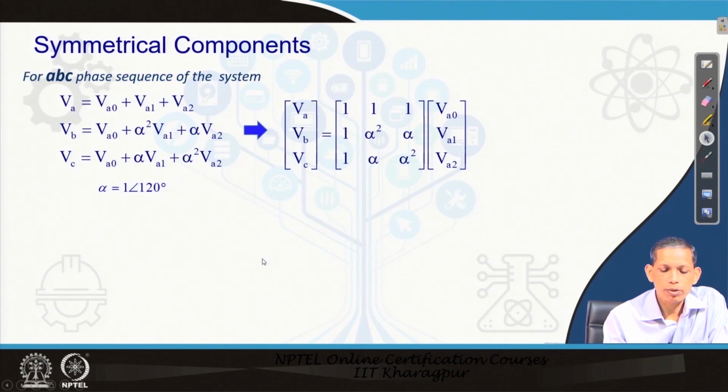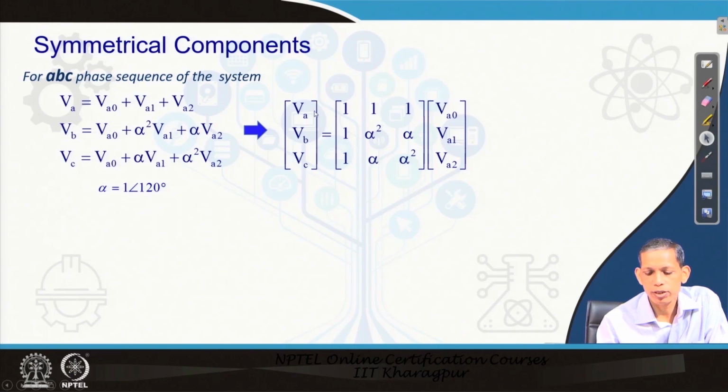Now, from the above discussion, we can write VA, VB, VC in terms of VA0, VA1 and VA2 only, and thereby put them into matrix form, where we have the matrix with rows 1 1 1, 1 alpha square alpha, and 1 alpha alpha square, multiplied by VA0, VA1 and VA2, the zero sequence, positive sequence and negative sequence components of the system. Here alpha equals 120 degrees.